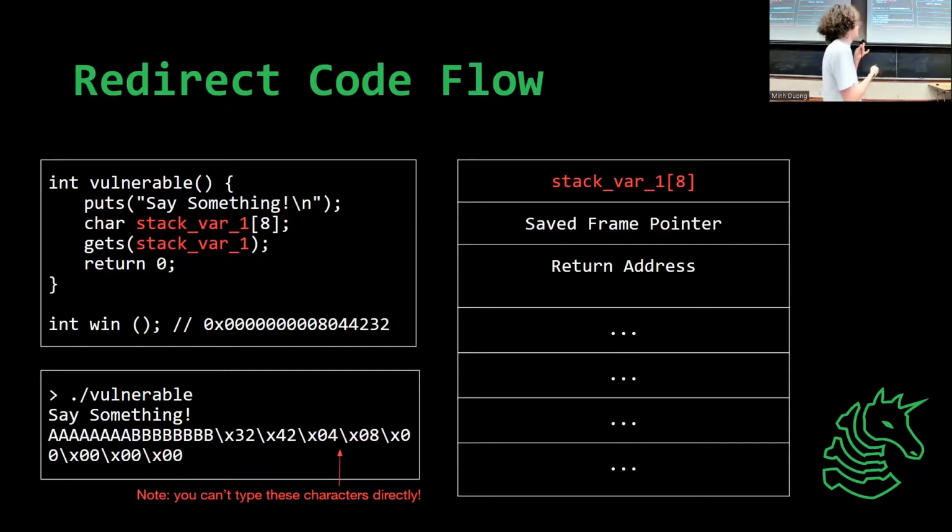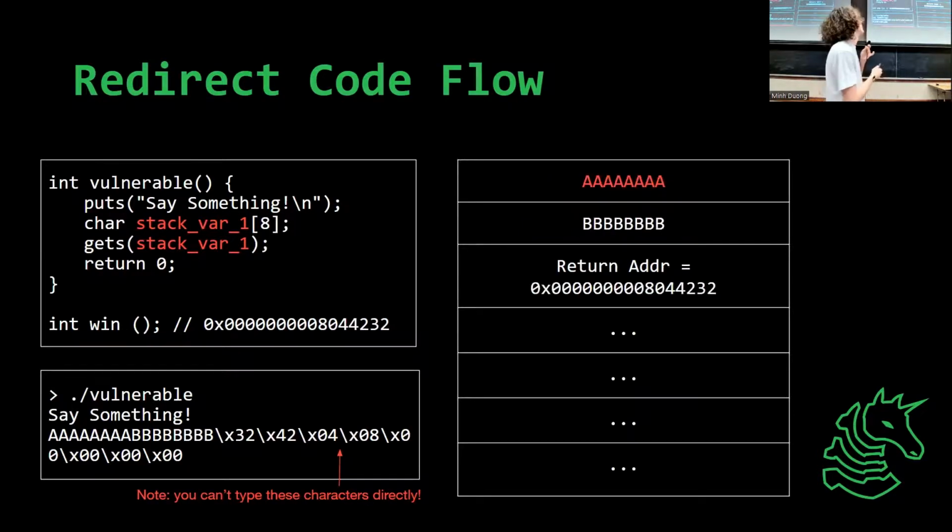We'll talk about how to input those later. But you type these in, and let's look at what happens. Stack bar 1, AAAA gets written. The base pointer, BBB, gets written. The return address gets overridden with the address of win.